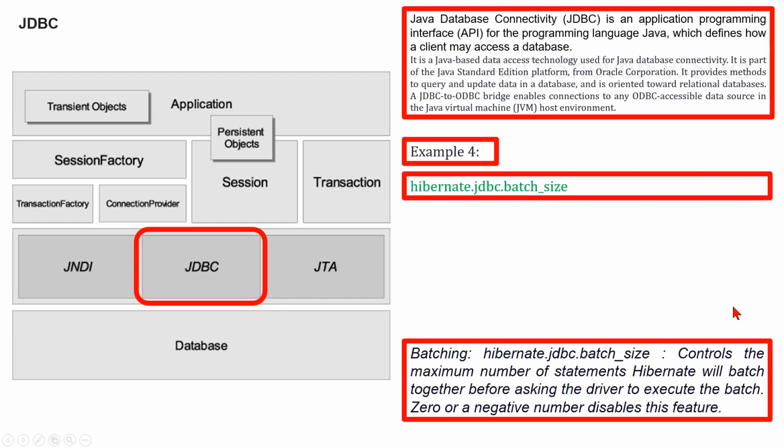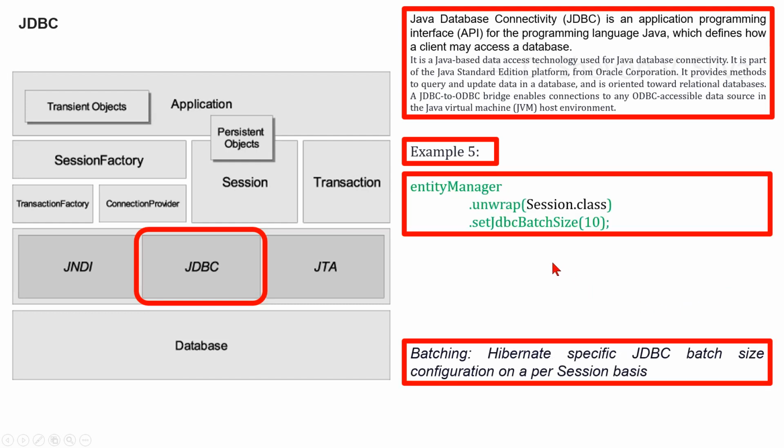Other settings are hibernate.jdbc.batch_versioned_data, hibernate.jdbc.batch.builder, hibernate.order_updates, hibernate.order_inserts, etc. Here you can see a Hibernate specific JDBC batch size configuration on a per session basis.